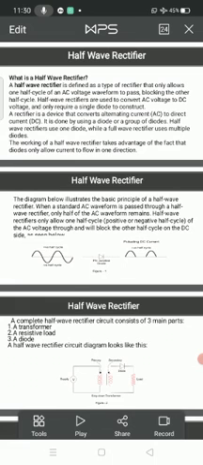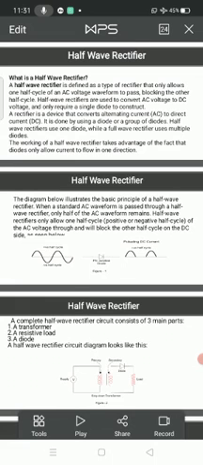A half wave rectifier is defined as the type of rectifier that only allows one half cycle of an AC voltage waveform to pass, blocking the other half cycle. See here, a rectifier converts AC to DC. But in the case of a half wave rectifier, it converts only one half cycle of the AC voltage waveform to pass. That is, the positive half cycle will be converted from AC voltage to DC voltage. Next, blocking the other half cycle: the negative half cycle of the AC voltage will be blocked by the rectifier.